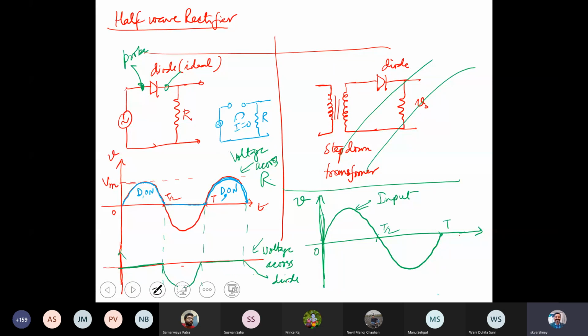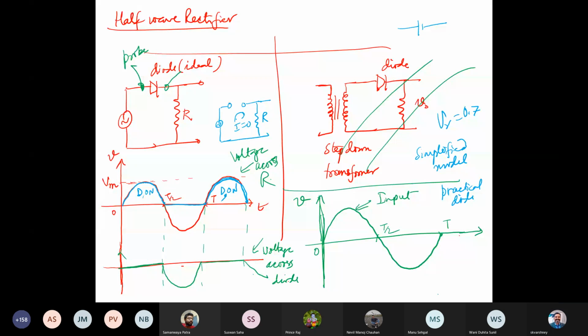So when I consider a practical diode, it means the diode is silicon, and we assume the simplified model of a diode. So that means V gamma is 0.7. If I take a voltage drop, I just replace for the positive cycle: V in, V gamma, and this R. So when the diode is on, please see this.